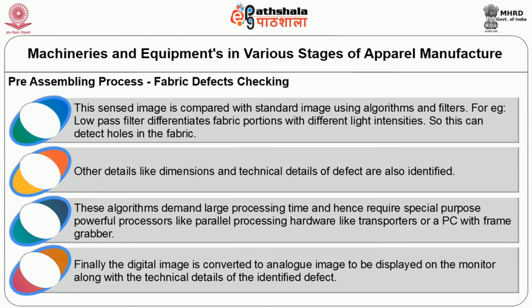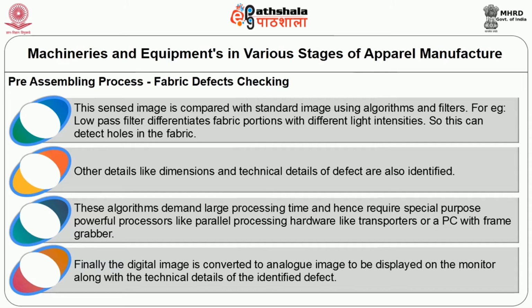So like this, we have a lot of algorithms and filters which work on finding out different kinds of defects. And finally, the software is able to give us the details of the defects with a lot of technical details, including the position where the defect is found in a fabric. These algorithms demand large processing time and hence require special purpose powerful processors like parallel processing hardware like transputers or a PC with a frame grabber.